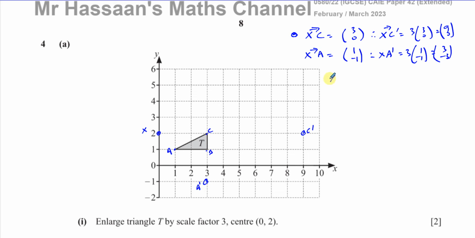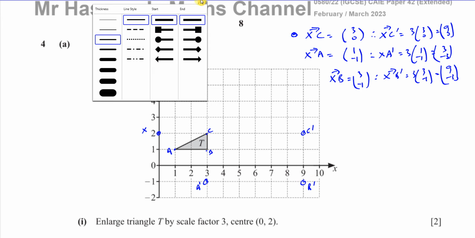And for B, we can do a similar thing. X to B is 3 across and 1 down, so 3, negative 1. Therefore, X to B dash is going to be 3 times 3, minus 1, which is 9, minus 3. So you're going to go 9 across and 3 down, and you'll end up with B dash over here. And there is your enlarged shape.